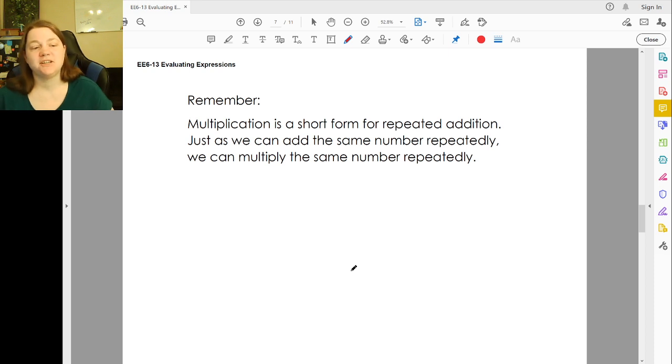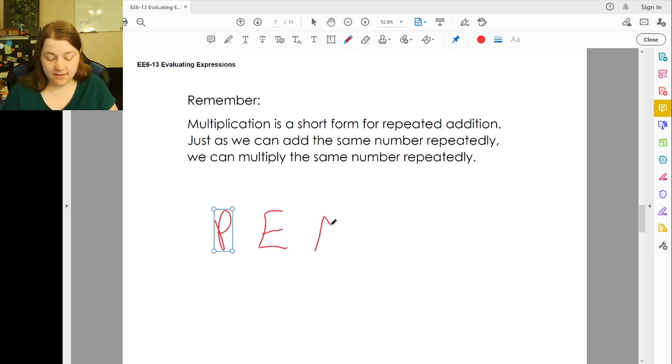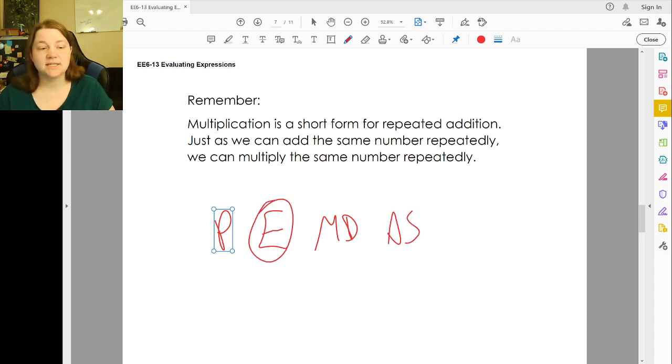Remember that multiplication is just a shortened way to add a whole lot of the same thing many times. Just like we can add the same number repeatedly, we can also multiply the same number repeatedly. And when we multiply the same number over and over again, that is the E step of PEMDAS.